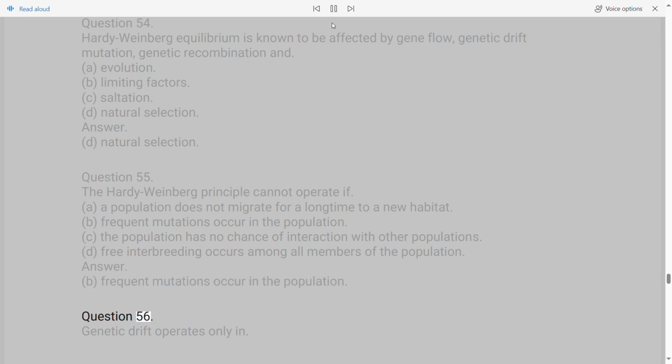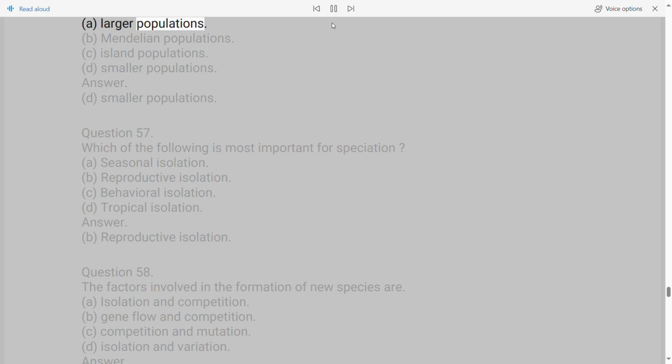Question 56. Genetic drift operates only in A. Larger populations, B. Mendelian populations, C. Island populations, D. Smaller populations. Answer. D. Smaller populations.